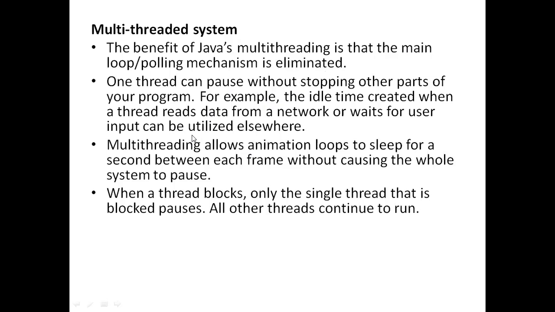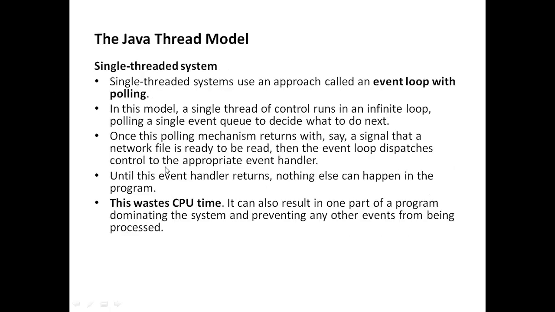Okay, and the next point is one thread can pause without stopping other parts of the program. Okay, and next, when a thread blocks, only the single thread that is blocked pauses, and all other threads continue to run. So this is the concept about the Java thread model. It means in this concept, we are going to understand the concept of multi-threaded system in contrast with the single-threaded system. Okay.